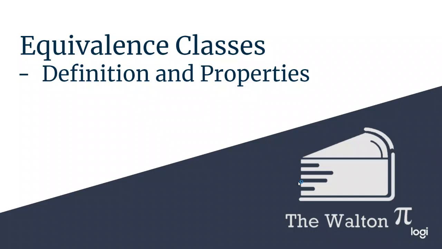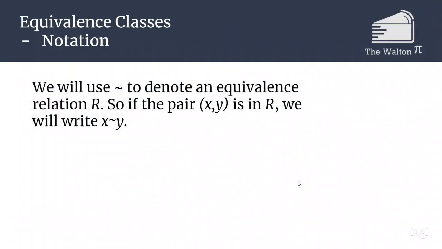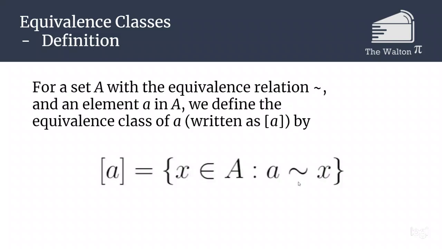Today we are going to talk about equivalence classes. Last time we talked about equivalence relations, and equivalence classes are very closely related to equivalence relations. In fact, they come out directly from a given equivalence relation. So if we have an equivalence relation R, we are going to use the little tilde, the squiggly dash, to denote the relationship between 2 points. So if the pair x comma y is in the equivalence relation R, we will write that x tilde y, meaning x relates to y.